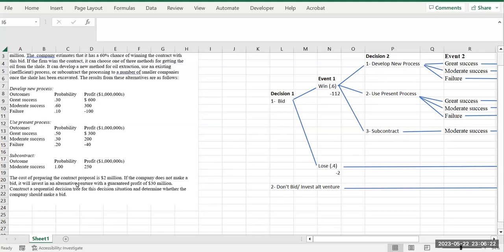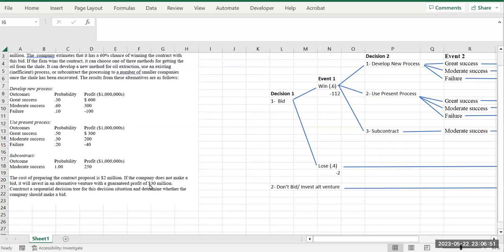So if the company bids but loses, this money is going to be spent. This is going to be the loss of the company. If the company decides not to participate in the bidding process, they can go with an alternative venture and get a guaranteed, risk-free profit of $30 million.